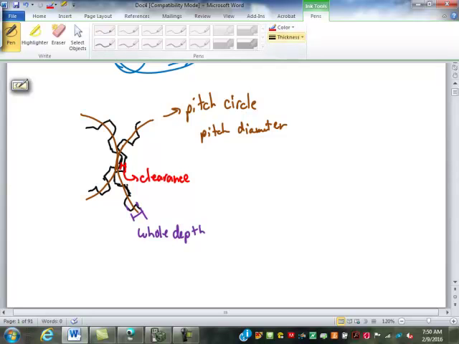So it gives us from here to here, which is the distance from the tip of one tooth to the tip of the tooth on the other gear, which is called the working depth. So the working depth of the gears.